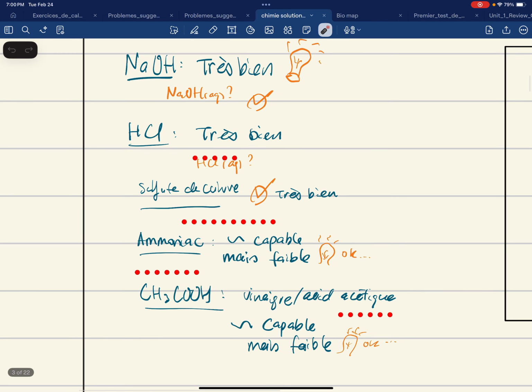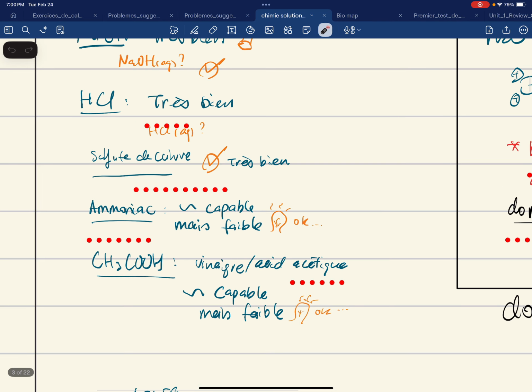HCl is a very good conductor parce que c'est un acide fort. Il faut mémoriser quelques acides forts.